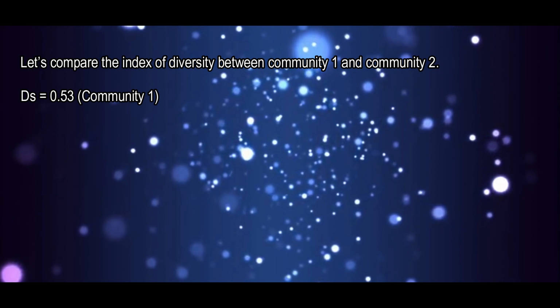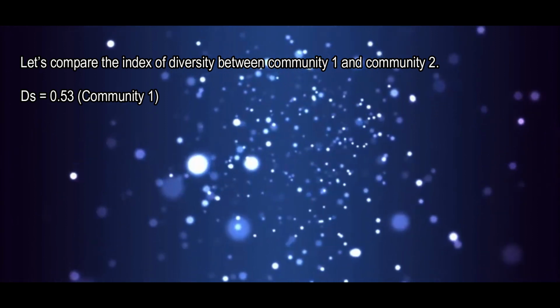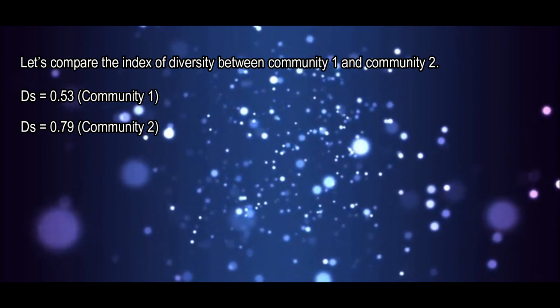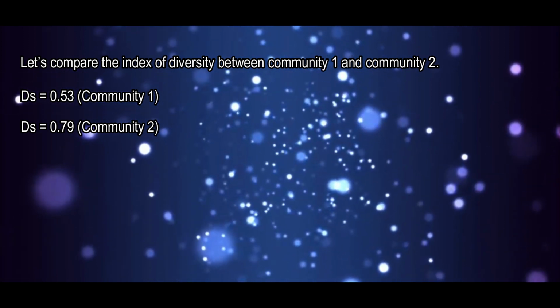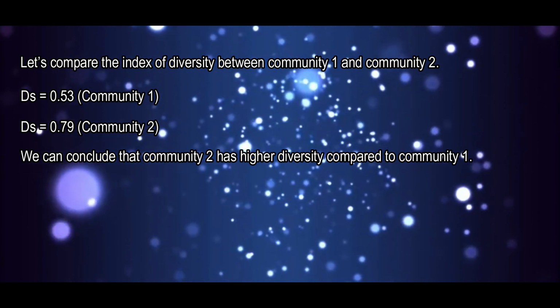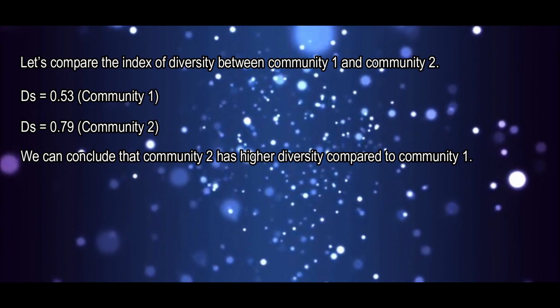ds for the community 1 is 0.53, and ds for the community 2 is 0.79. So we can conclude that community 2 has higher diversity compared to community 1.